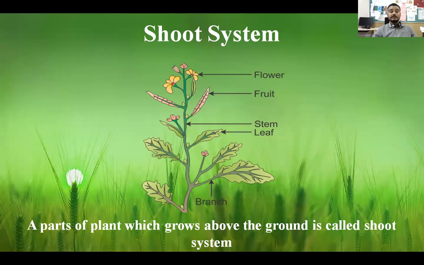So which are the parts of a plant that come under shoot system? Like stem, leaf, fruit, flower and branches. These are the parts which come under shoot system. But what is shoot system? Shoot system is the part of a plant which grows above the ground. Those are called shoot system.